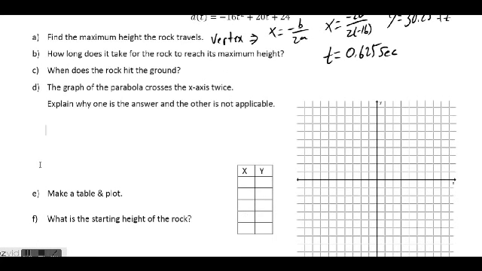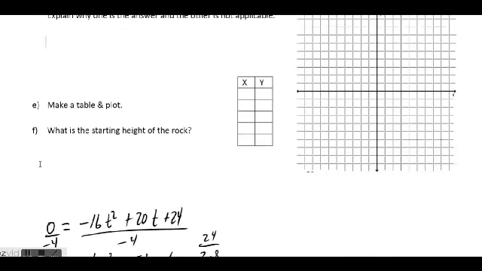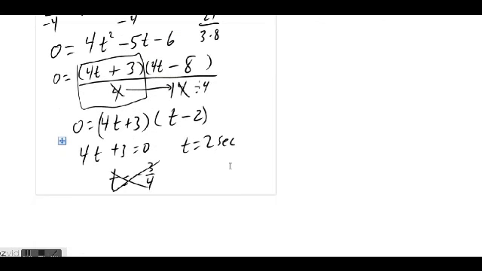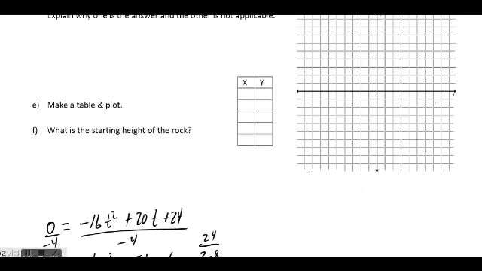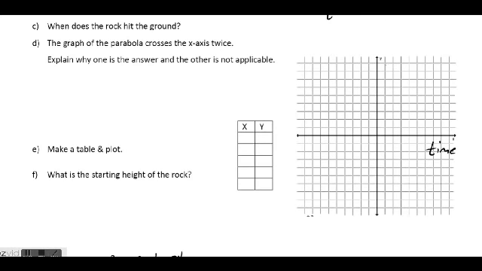The graph of the parabola crosses the x-axis twice. Explain why one of the answers applies and the other is not applicable. Well, we just talked about that. The x-axis here is time, and we're talking about a real-life type problem. A real-life problem is for the most part going to be in the first quadrant. I can't go back in time. This is not time traveling. We can't time travel. Back to the Future doesn't work here.